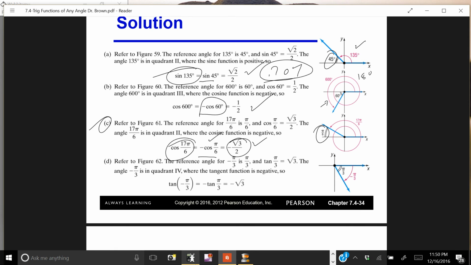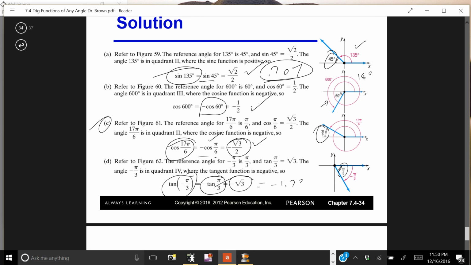Now, for the last one, in calculating tangent of minus pi over 3, the reference angle is pi over 3. The tangent is going to be negative in the fourth quadrant, so we just take minus tangent of pi over 3, which is minus the square root of 3. And if we did that in our calculator, we would get exactly the same thing, but we would get minus 1.732.